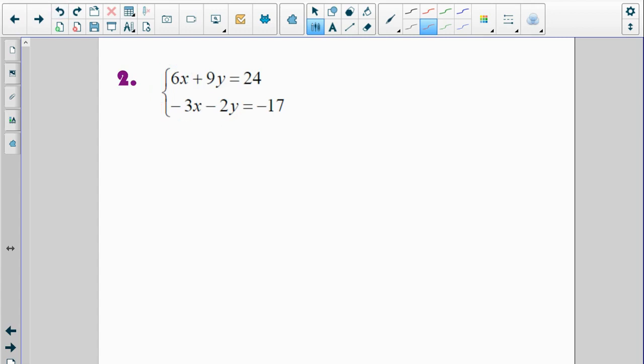My first equation has the larger coefficient, so 6x. So I'm going to leave that first equation the same. 6x plus 9y equals 24. It's my bottom equation that I want to change. I want the bottom equation to actually start with negative 6x so that I have the elimination there. 6x plus negative 6x would zero out or eliminate.